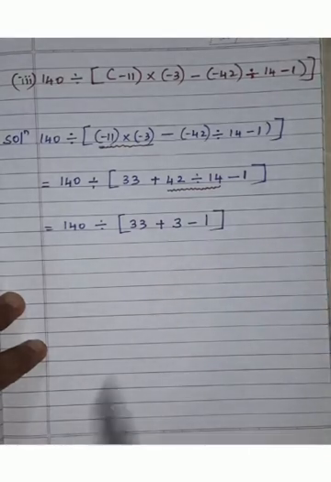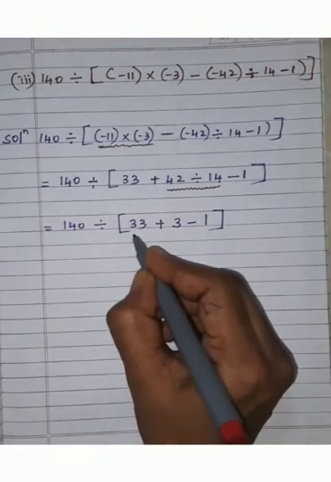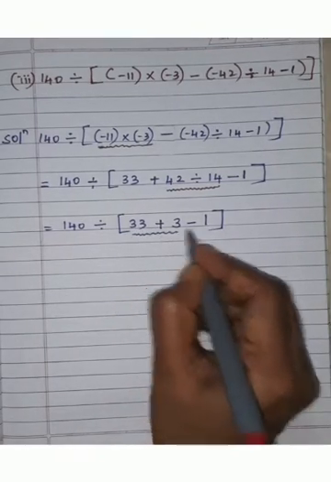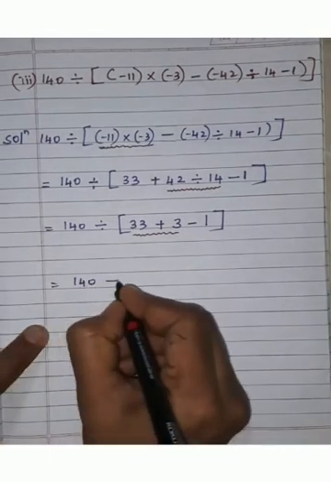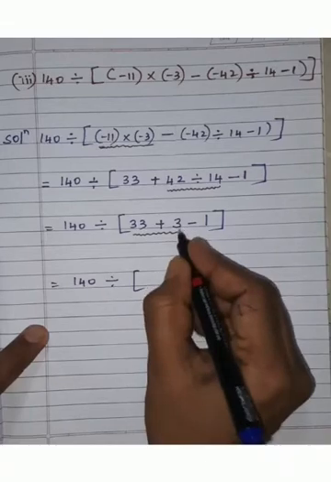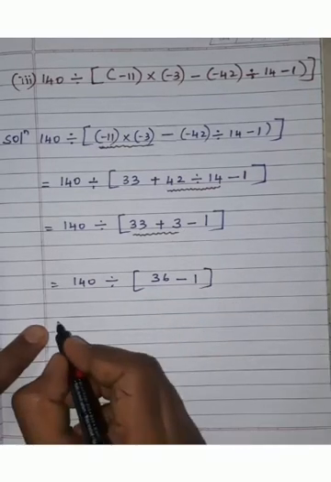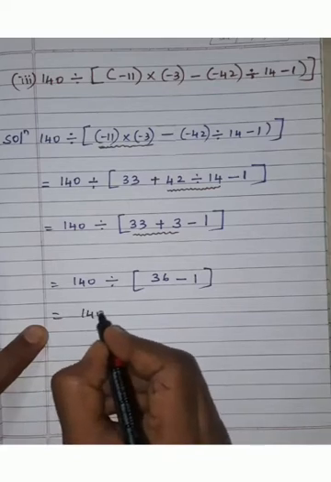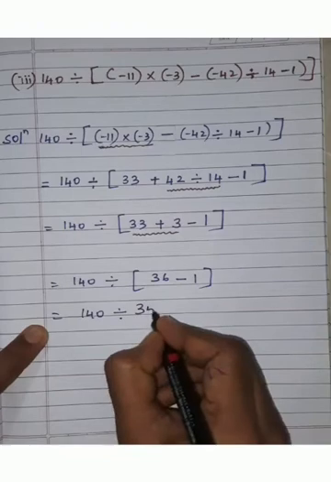Okay. Now we have addition and subtraction. The next preference here will be given for what? Giving for addition, children. Okay. So here we will have here 140 divided by 33 plus 3 is 36 minus 1. Okay. So we will have 140 divided by 36 minus 1 is 35, children.